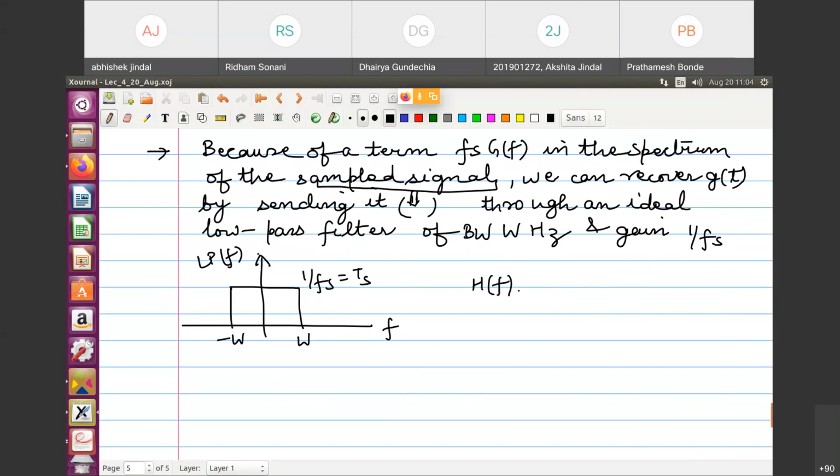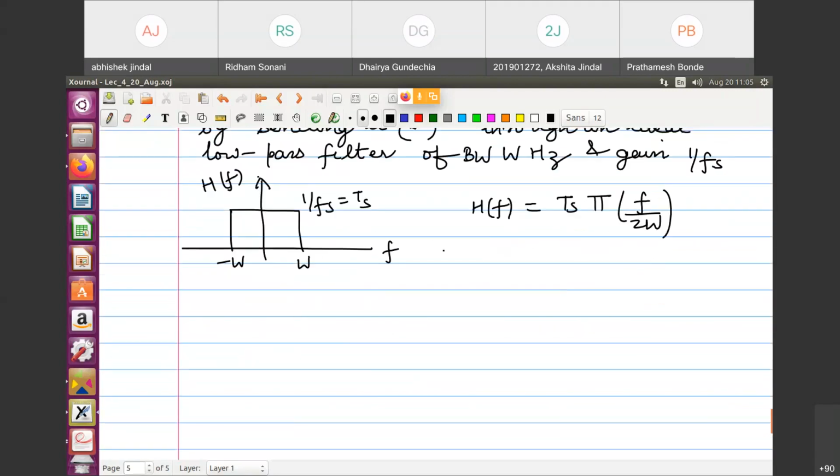So what is H(f)? H(f) is nothing but T_s rect(f by 2W). This I have already introduced, that if this is a rect function with f by some parameter, then this lies from minus parameter by 2 to parameter by 2 with a value of 1. So now the value will become T_s. Now the corresponding time domain value is nothing but 2W T_s sinc of 2Wt.